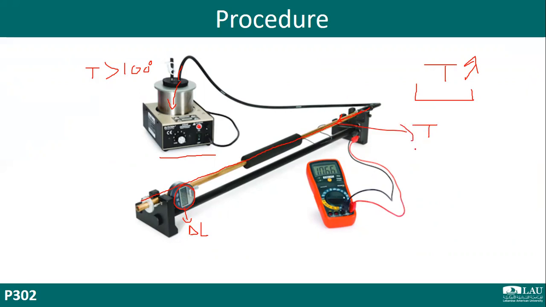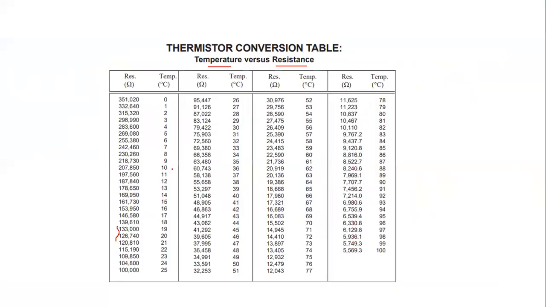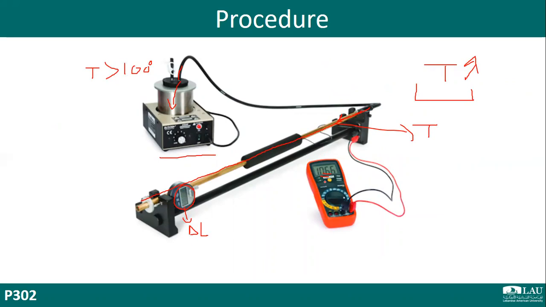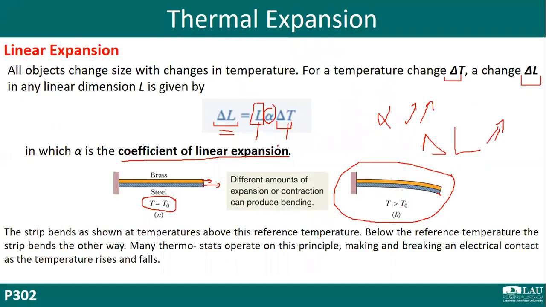How do we prove the increase in the temperature of the metal? By measuring R. If you go to the table, as R decreases, T will increase. So we are going to record another value of R, a smaller value of R. This value of R will give us T final, or T hot. As you can see, we are able to measure the length of the rod, delta L, and also delta T. So we can easily get our target, which is the calculation of alpha.